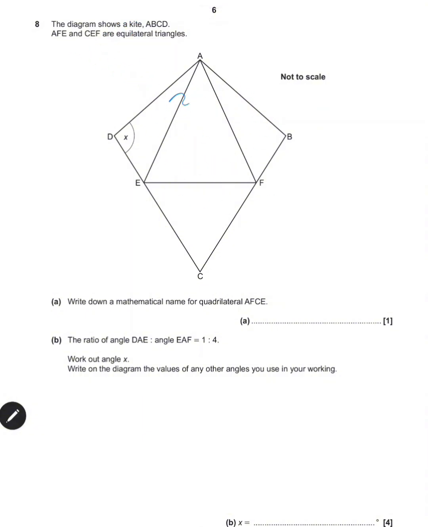Question 8, and what we've got is some information about a diagram. And what we're told is AFE, so A to F to E, and CEF are equilateral triangles. And what that means is all of those sides are the same length. And then it says, what's the mathematical name for AFCE? Well, that's a four-sided shape where all the sides are the same. That's a rhombus. It's not a square, it's a pushed over square.